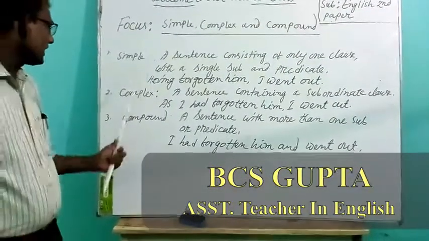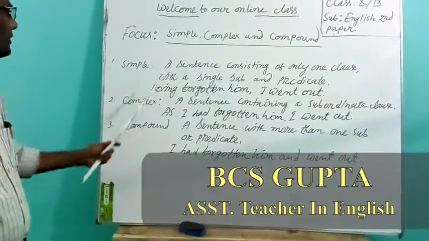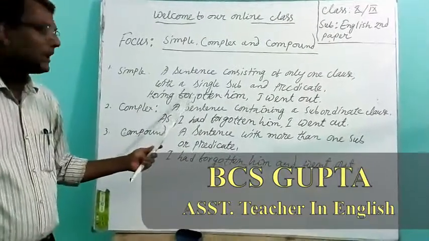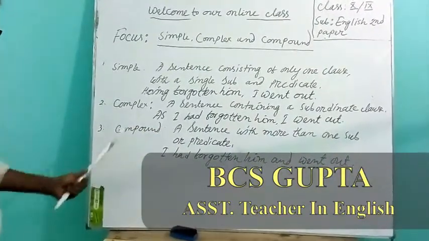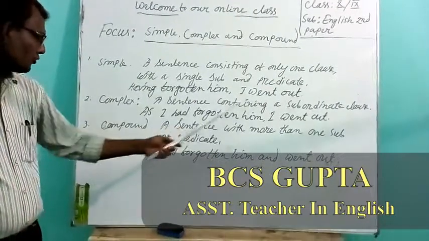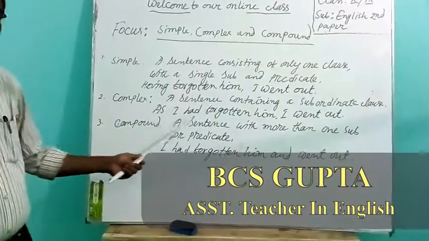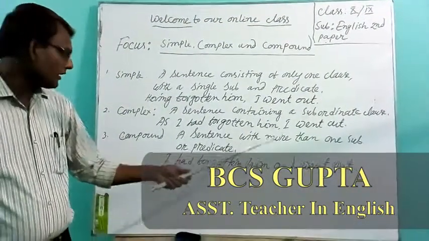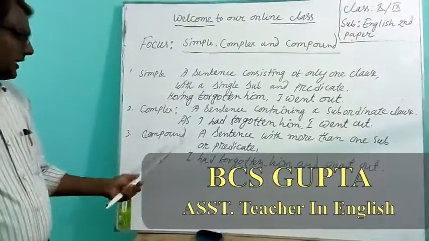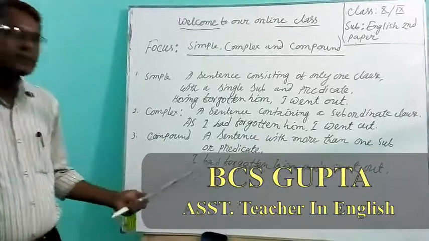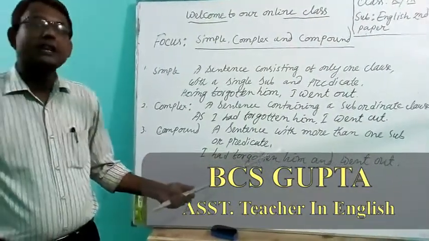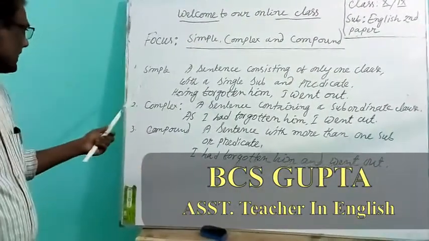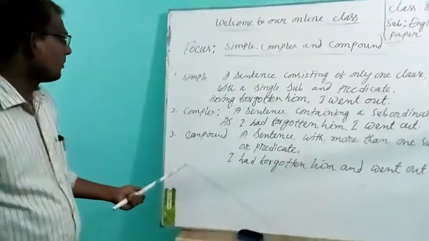So there are three types of sentence: simple, complex, and compound. Simple: a sentence consisting of only one clause with a single subject and predicate. Having forgotten him, I went out. Number two, complex: a sentence containing a subordinate clause. As I had forgotten him, I went out. Third one is compound: a sentence with more than one subject or predicate. I had forgotten him and went out. So dear students, overlook these three sentences.